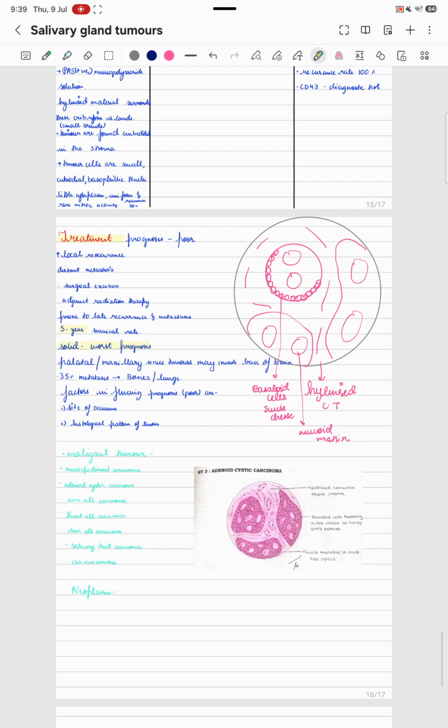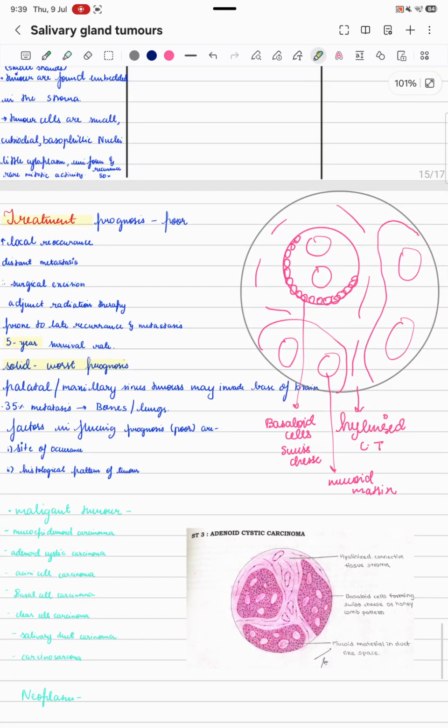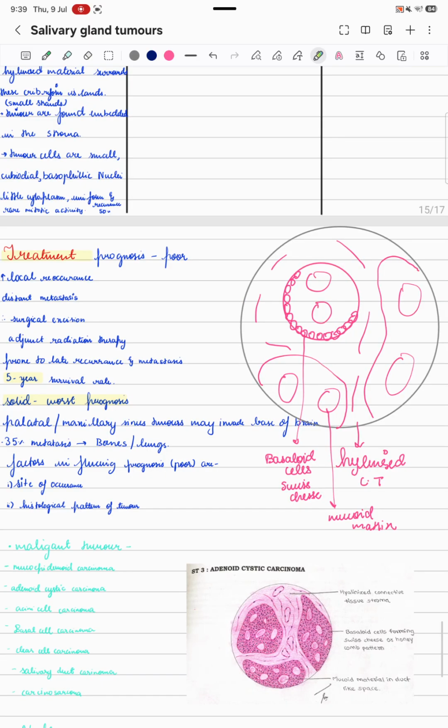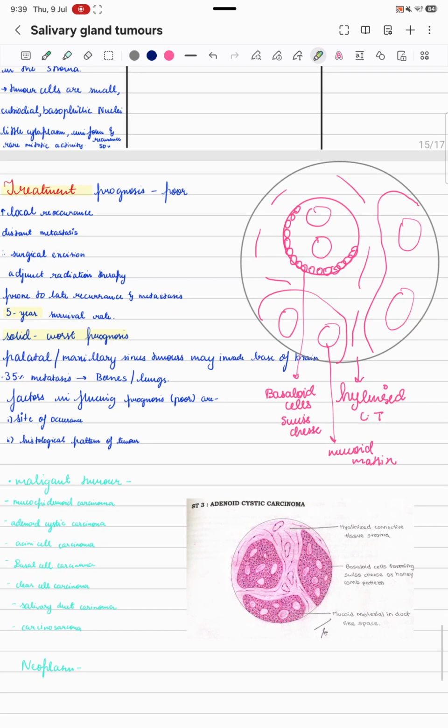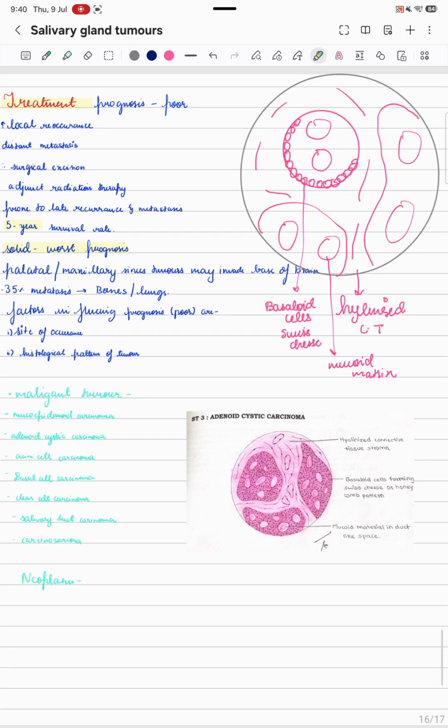Now coming to the treatment. Since there is local recurrence and distant metastasis, the recurrence is very high. Surgical excision is the treatment, but it cannot remove the malignant transformations. Adjunct therapy is radiation therapy, and it is prone to recurrence and metastasis. Survival rate is 5 years.